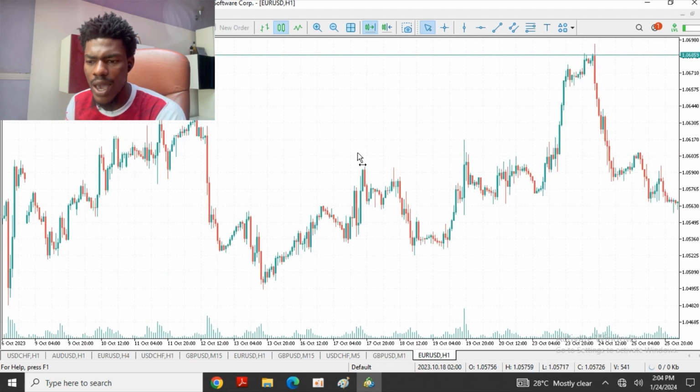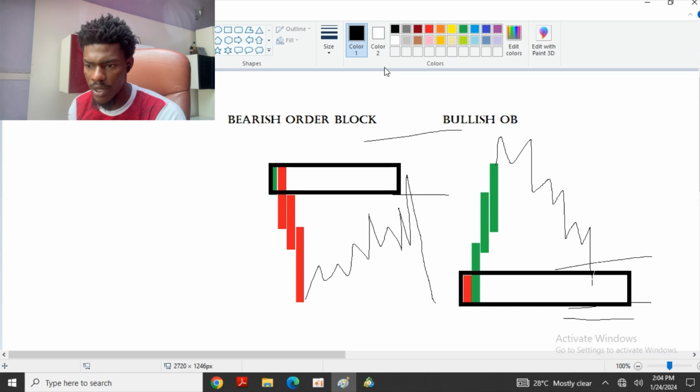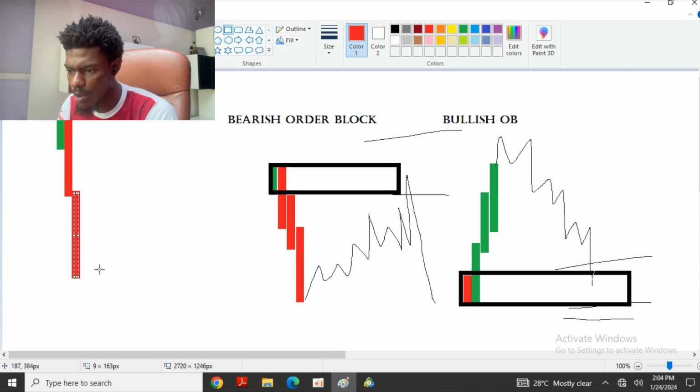Now, let me show you a high probability order block. Let's go back to our drawing. You see something now? This is your candle, all right, your order block, and this is a high probability order block I want to show to you guys. Now this is one of my biggest secrets, all right? This is the red candle, right? Then you see the other block before the expansion, right?